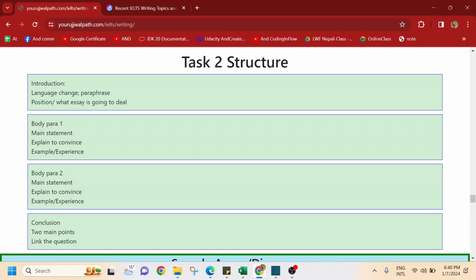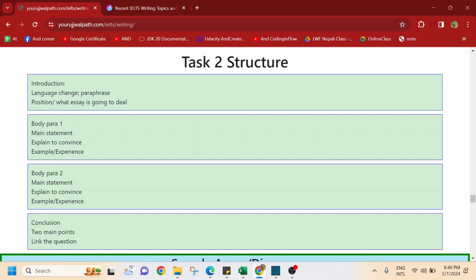Generally we consider there are two body paragraphs, and you'll need to keep the main statement as per the introduction, explain to convince, and give example or experience to support it. Next, as stated in the introduction, next main statement, explain to convince, example and experience. On the conclusion side, you are going to put these two main points again and link the questions. That's the normal skeleton for the essay. Whenever you are doing an essay, you have to follow this kind of structure. Some of the questions would require you to have at least 3 body paragraphs.